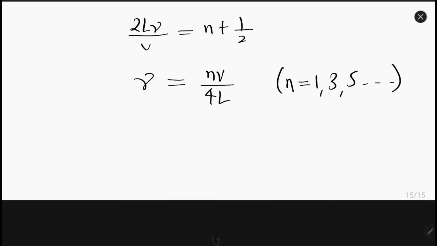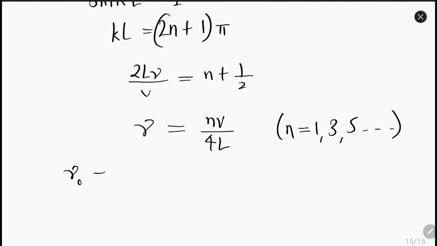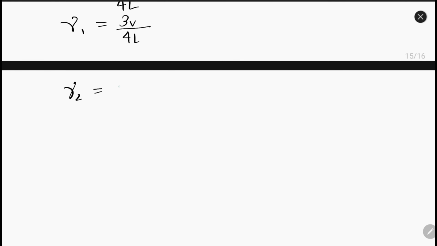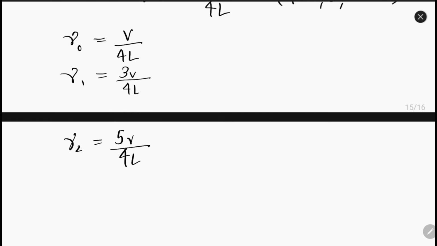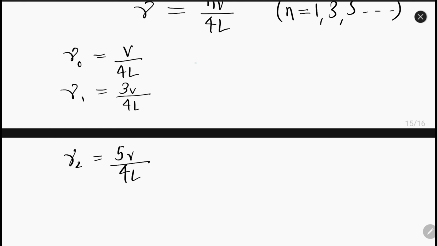So nu naught will be v by 4L, nu 1 will be 3v by 4L, then nu 2 will be 5v by 4L. These are the overtones. This is the fundamental overtone, let me write OT for that. This is the first overtone, second overtone.